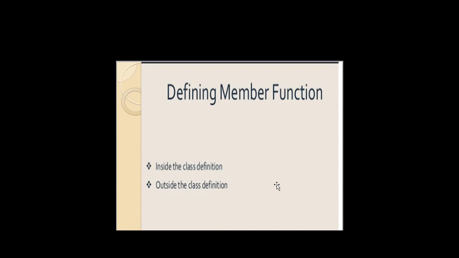So next is defining member functions. There are basically two different ways to define member functions: one is inside the class definition and the other is outside the class definition. In the next lecture, we will briefly discuss how to declare a member function inside the class definition and how we will access it, and how we will define functions outside the class definition and how we will access them.